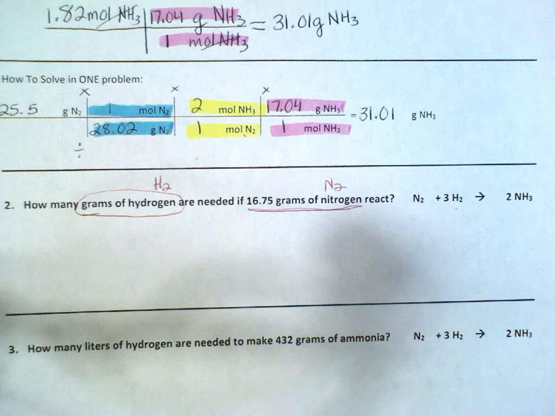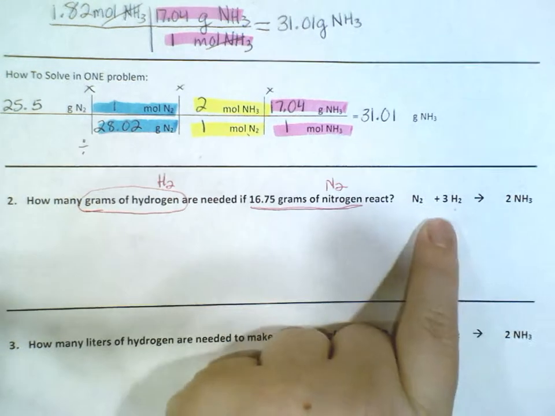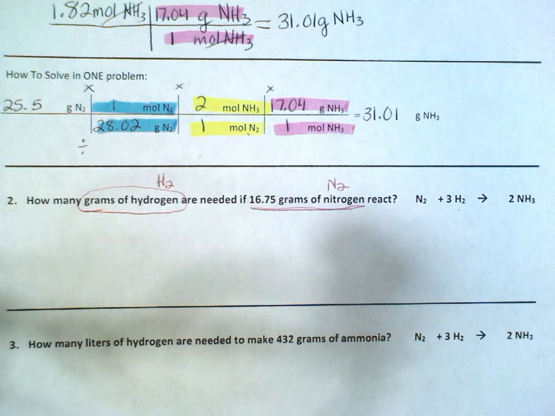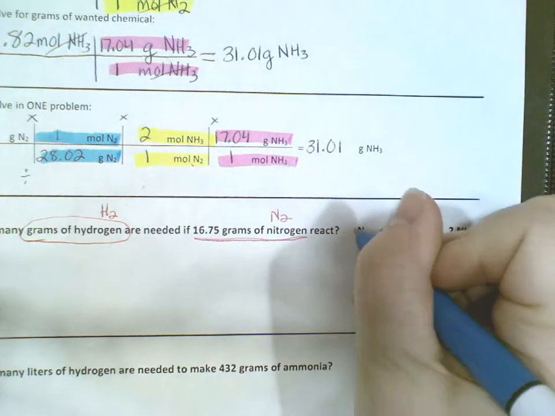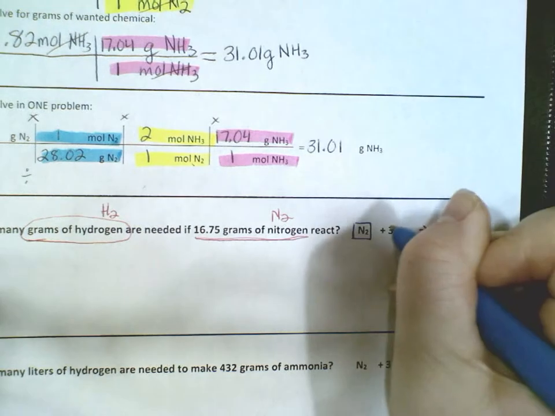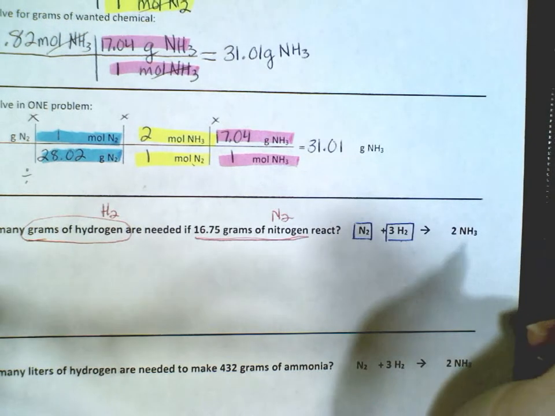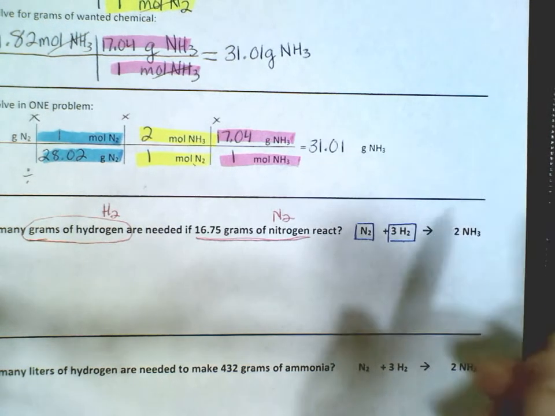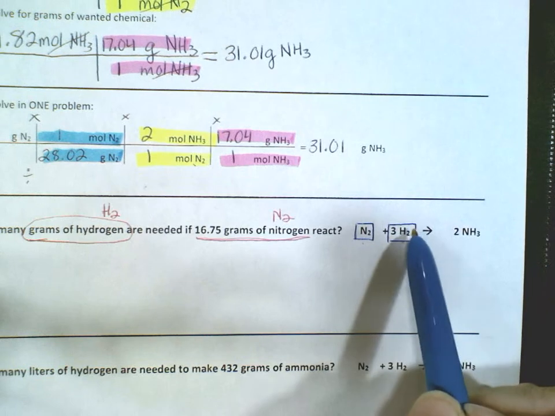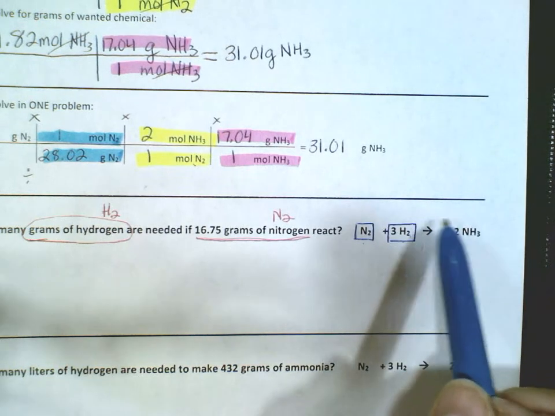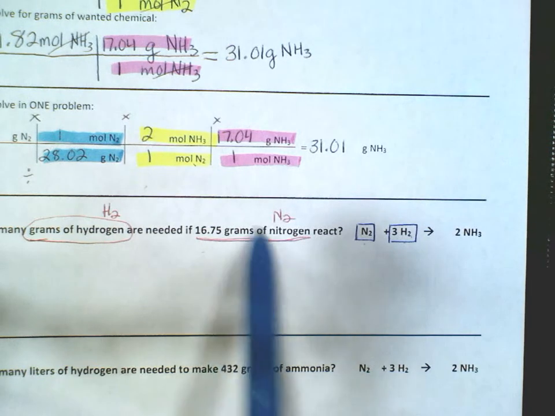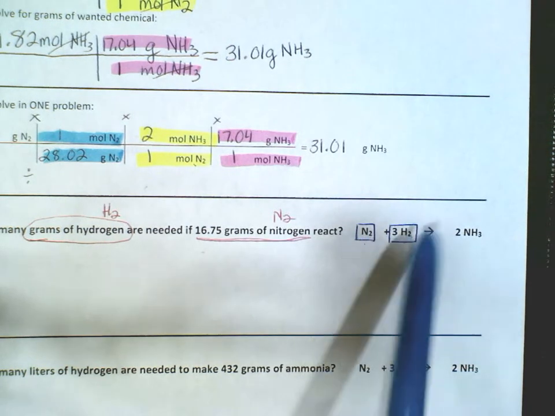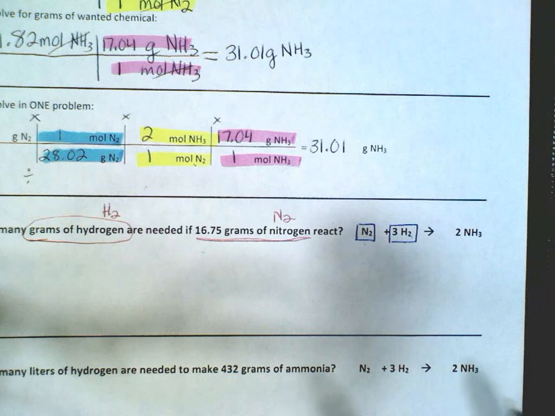So the way that I look at this is I like to use my chemical reaction to create a map for myself. The first thing I do is I box the 2 chemicals that I am dealing with in the reaction. So we know we're starting with nitrogen, we're ending with hydrogen. So we don't really care about this NH3 at all right now. We're just trying to figure out if I react this much nitrogen, how much hydrogen do I need to react with it so I get the right amount of product.